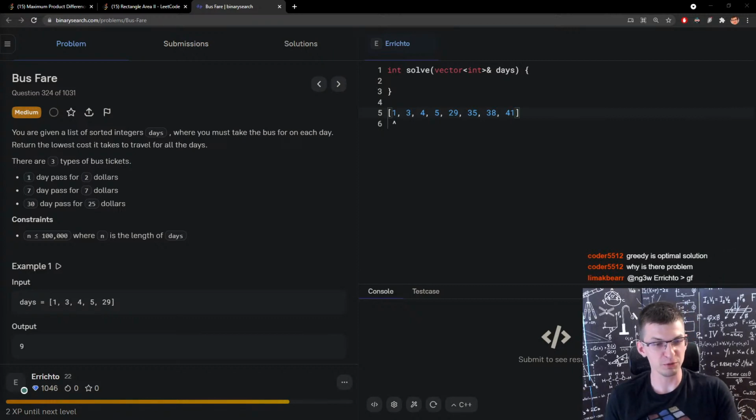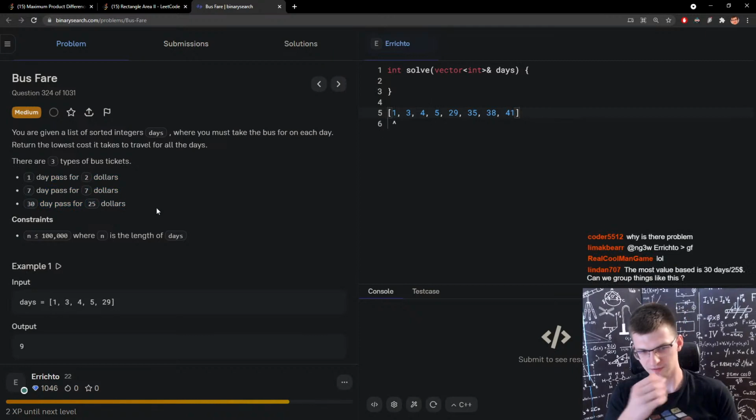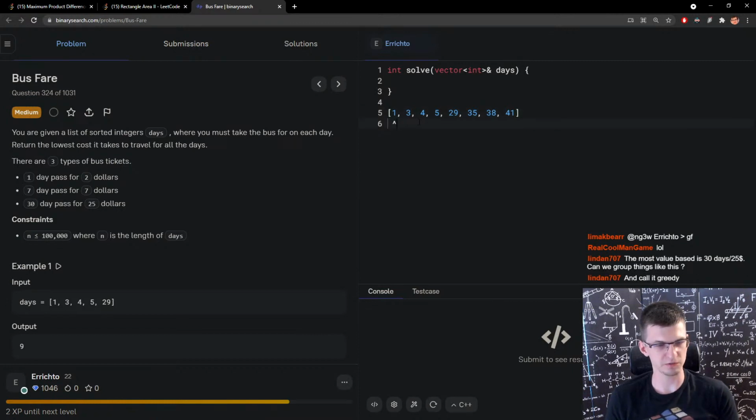Why is there a problem? But what greedy? What do you want to do greedily? So we look at one, or we look at the first few elements. How do you decide which pass to use? The most value-based is 30. Okay, you can say that you can always use 30. Okay, that's some idea, right?